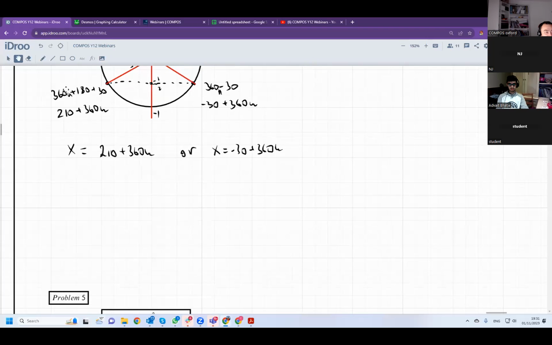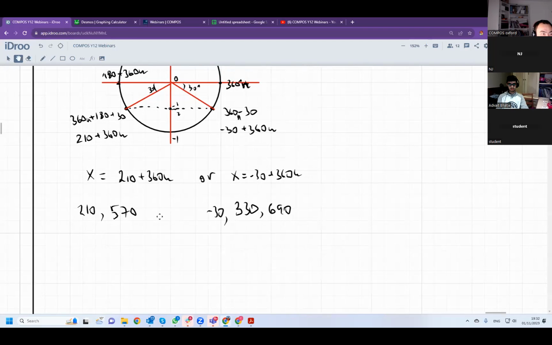So let's have a look at the sequence. The sequence here: 210, then 210 plus 360, which is 570. Here it's -30, so it's 330. You start with 0, so it's -30, 330. The next one is going to be -30 plus 720, 690.